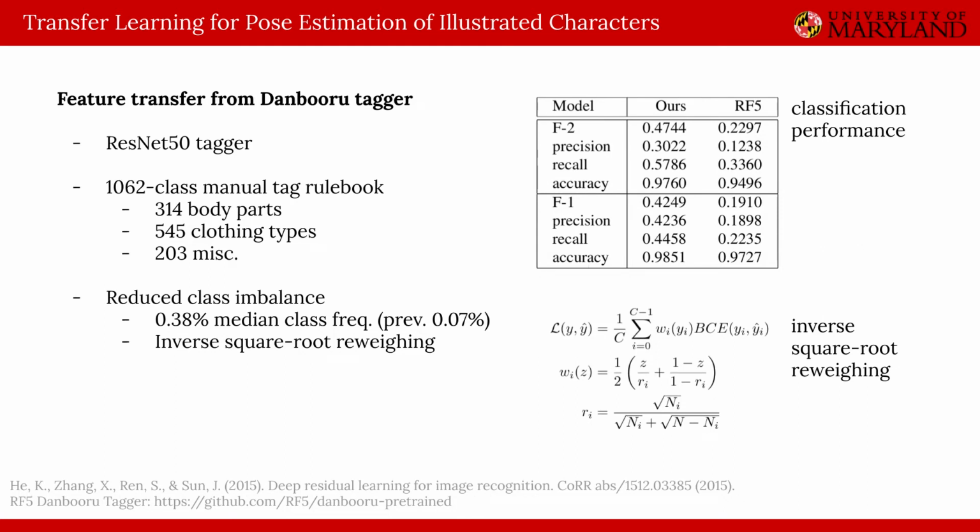Instead of using available Danbooru taggers like RF5, which were naively trained on a long-tail distribution of tags, we train on a new 1062 class rulebook of manually filtered relevant tags, and use inverse square root loss reweighing to stabilize training. The drastically reduced class imbalance results in state-of-the-art classification performance and also provides a significant boost to pose estimation performance.